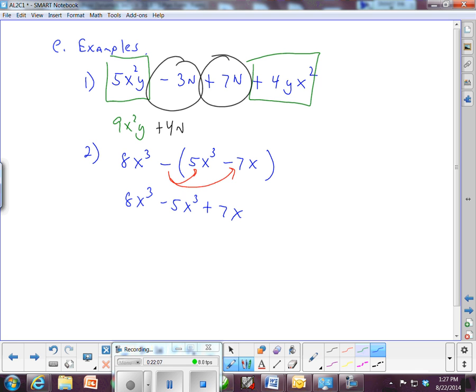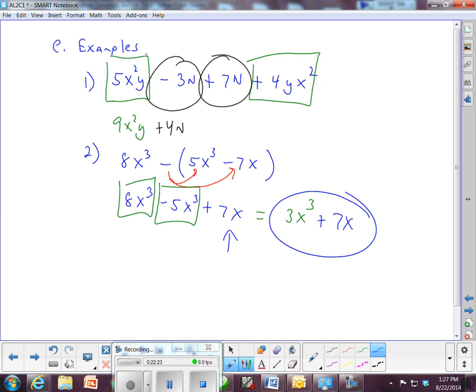Okay, like terms. I have 8 of the x cubes and a negative 5 of the x cubes for a grand total of positive 3 of the x cubes. And I have nothing to add the 7x to, so it just gets tacked on to the end. And that is the solution, 3x cubed plus 7x.